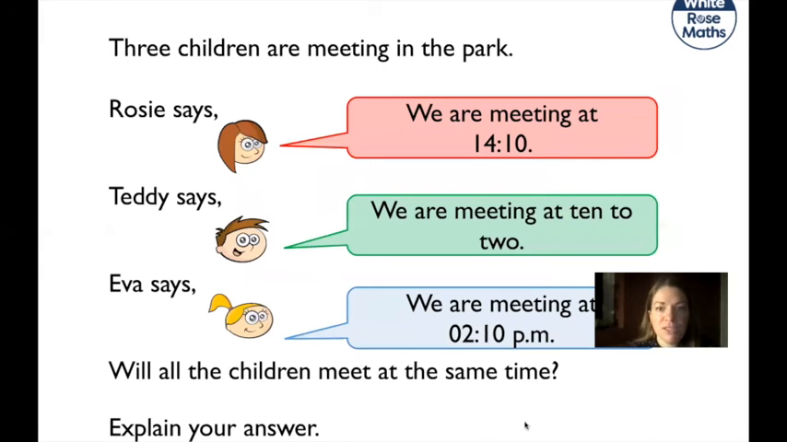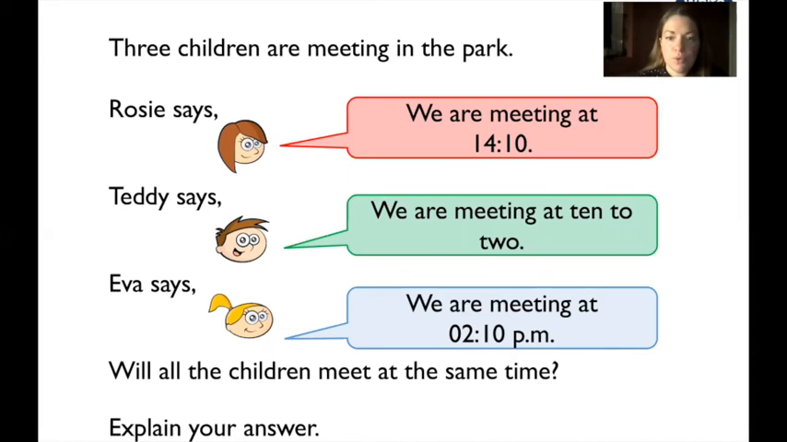Three children are meeting in the park. Rosie, Teddy and Eva, they're busy today. Rosie says, we are meeting at 14:10. Teddy says, we are meeting at 10 to 2. Eva says, we are meeting at 2:10 p.m. So you've got three different times here. You've got one in the 24-hour format, one just written in words, and then one in 12-hour with that PM at the side.